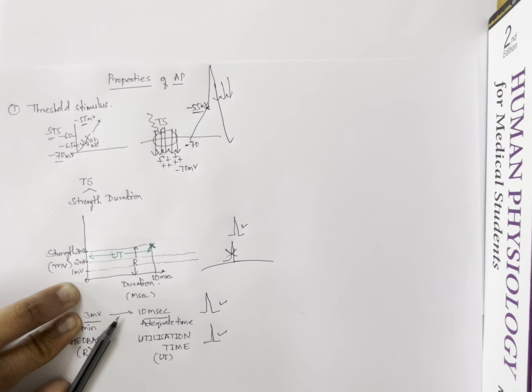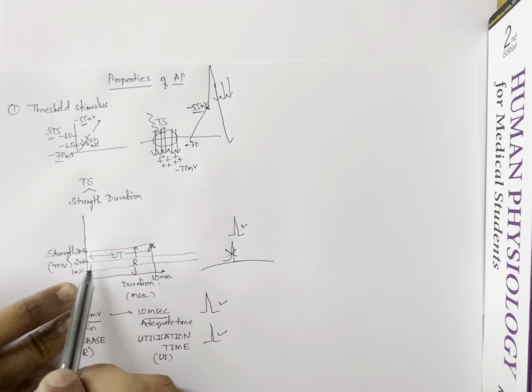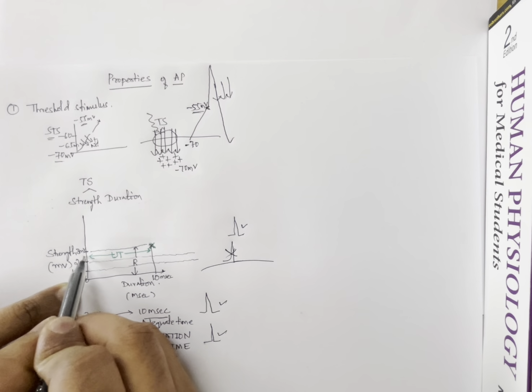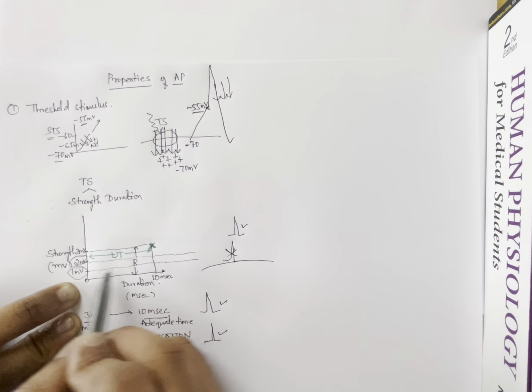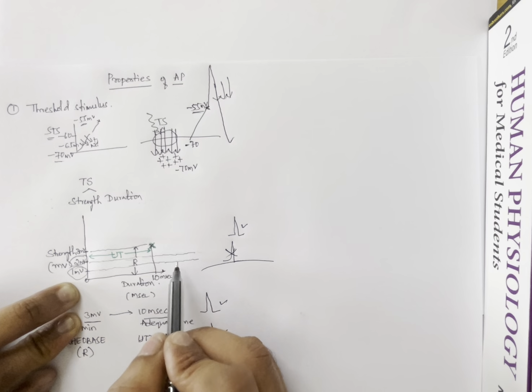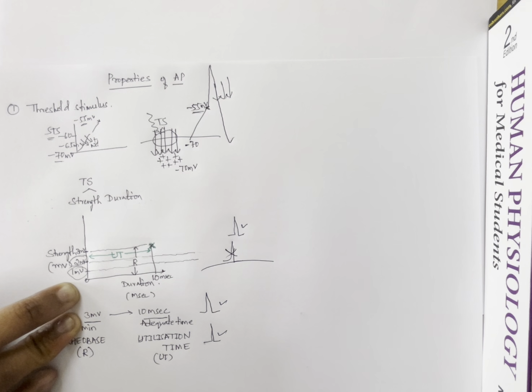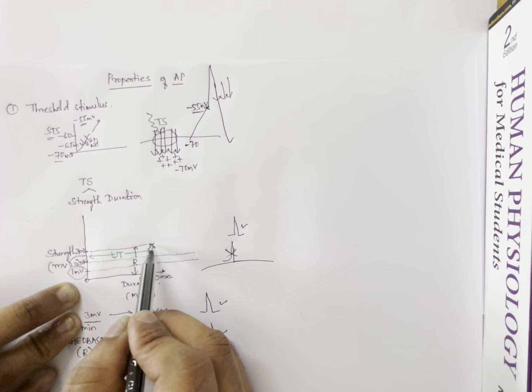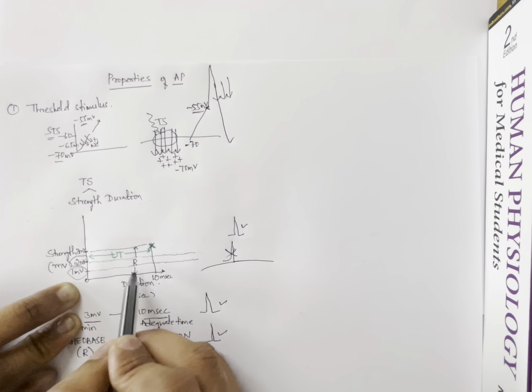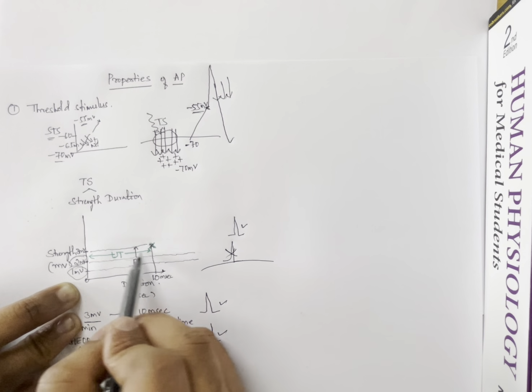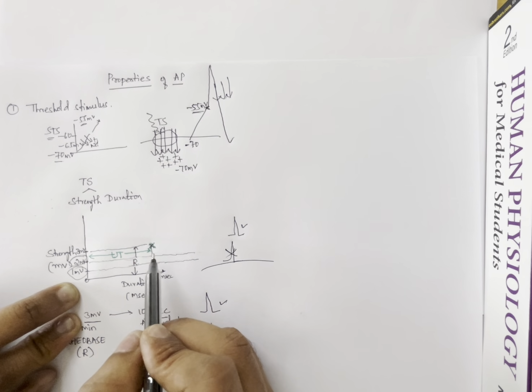That means whatever may be the strength of the stimulus below the rheobasic strength, for however long a duration it is applied, it will not generate a response, it will not generate an action potential. So for an action potential to be generated, the minimum strength of the stimulus that should be applied is the rheobasic strength, and it should be applied for the utilization time, an adequate time, to generate a response.